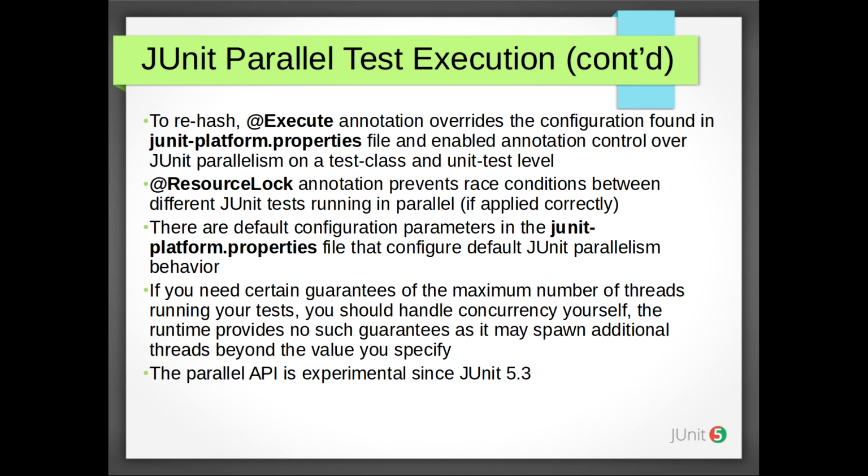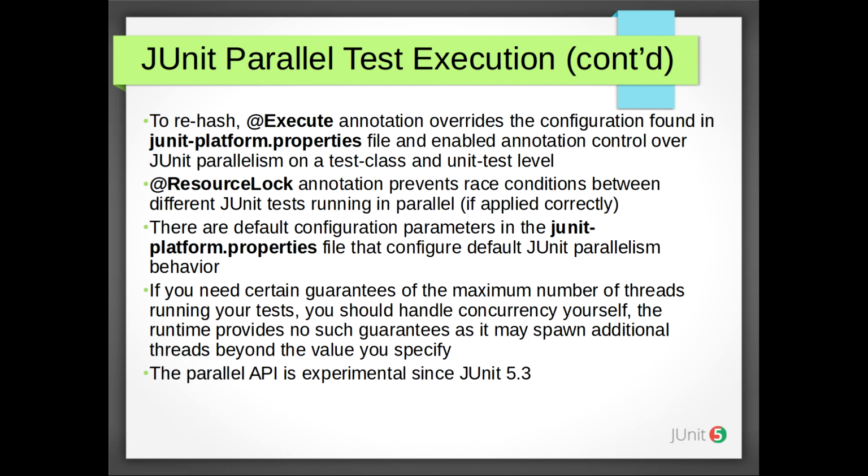In addition, add resource lock annotation prevents race conditions between different JUnit tests running in parallel. And of course it will do so if applied correctly, just like low-level Java concurrency control, if applied correctly, will prevent race conditions. Here the add resource lock annotation will do the same thing. There are default configuration parameters in the JUnit-platform.properties file that configure default JUnit parallelism behavior.